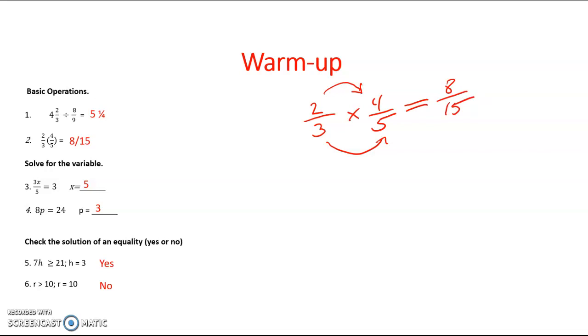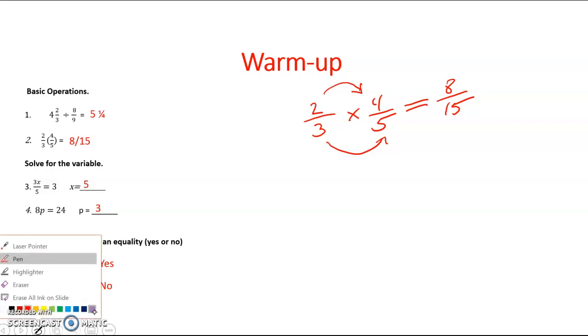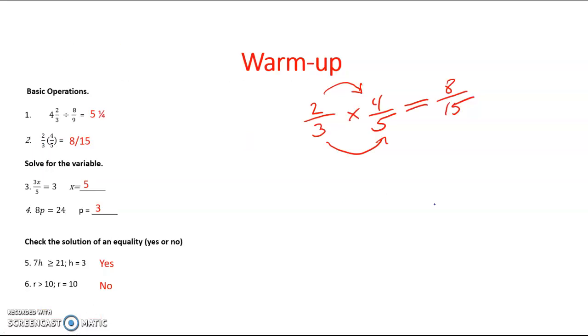All right, so number 3. I'm going to just do it down below with a different color ink. So number 3, 3x divided by 5 equals 3. What I need to do is get that variable all by itself, and I do so by multiplying. To get that variable by itself, I need to get rid of that 3/5, and I can get rid of that 3/5 by multiplying it by its reciprocal, which is 5/3.